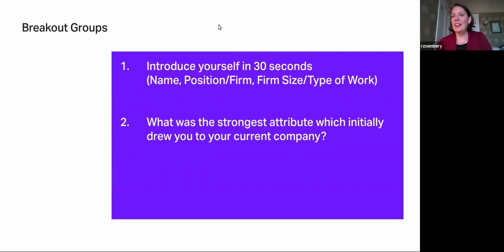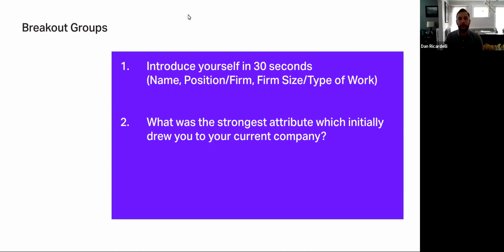So I'll turn it over to Dan, who's going to get us started with our first breakout group. Hi, everyone. So we're going to do breakout rooms in groups of about 5, and this is really just to get to know everyone. And then the next 2 breakout rooms will be in the same group. So we'd like you to just introduce yourself in 30 seconds, where you work, what type of work you do, and just say what is the strongest attribute which initially drew you to your current company. These will be small groups, and we'll have about 3 minutes. So I'll put you in breakout rooms now.